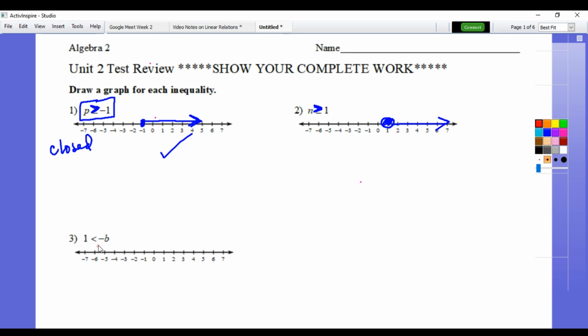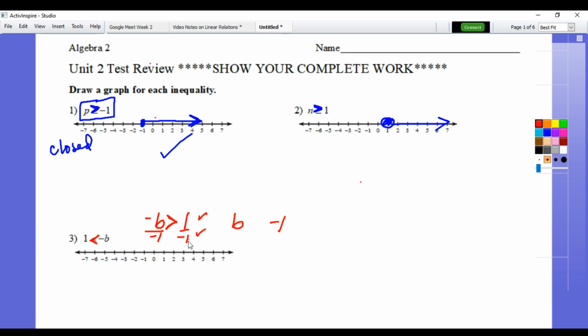Number three, 1 is less than -b. Okay, this is a little more work. You would like the variable to be on the left. So the variable b is on the left, but it's negative, and this will flip over 1. Why is it so? Because this one is pointing to the 1, and like this is pointing to the 1. But you don't want a negative b, you're solving for a positive b. So you divide by -1 on both sides. That gives you b, and 1 divided by -1 is -1.